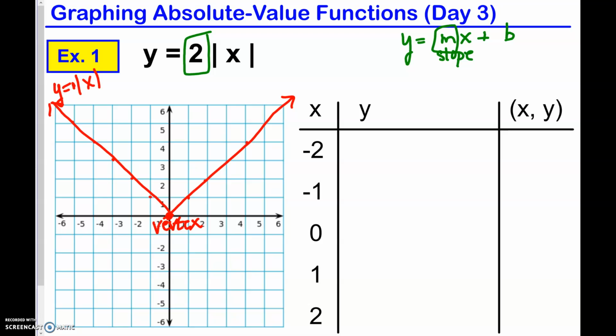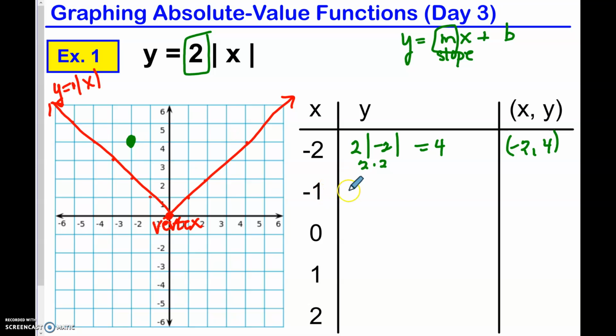So let's plug in this -2. We have 2 times the absolute value, and we're putting in a -2. So we have the absolute value of -2, which is 2. So 2 times 2 gives us 4. So we have the ordered pair -2, 4. Over 2, up 1, 2, 3, 4. Now let's try the next one.